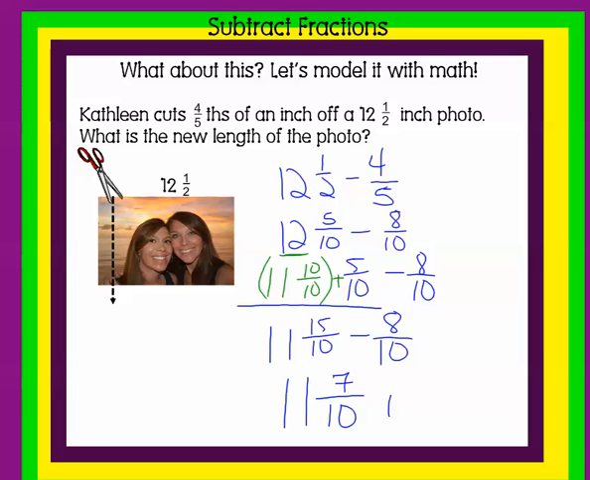So we've been asked a question in context, so we need to remember our label. We'll be left with a photo that is 11 7/10 inches long. All right, write down any questions that you had from any of the examples that you saw in this video. Bring them back to class, and we will discuss.